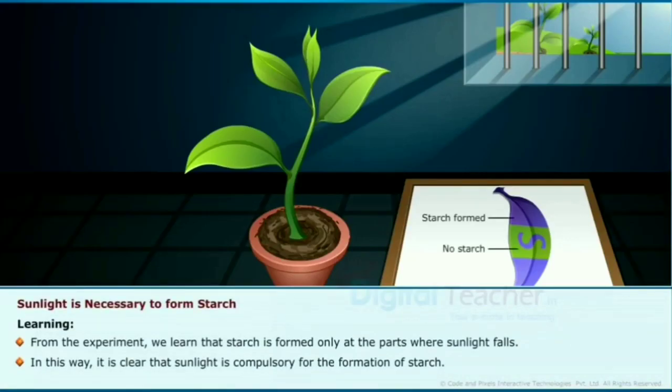From the experiment, we learned that starch is formed only at the parts where sunlight falls. In this way, it is clear that sunlight is compulsory for the formation of starch.